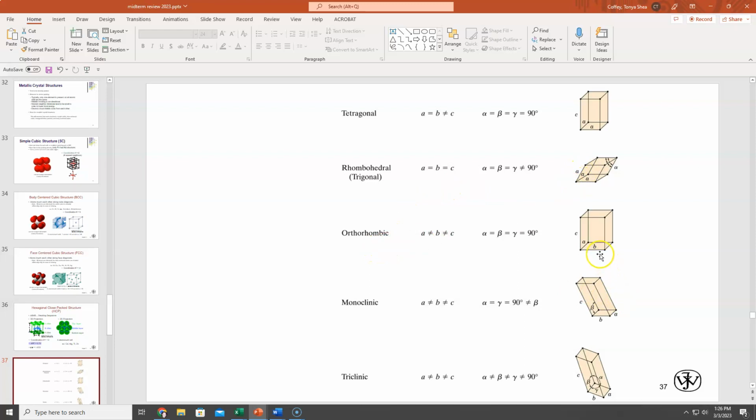Orthorhombic, A, B, and C are the dimensions of your upright solid for your unit cell. None of them are the same, but you've got 90 degrees. Monoclinic, A, B, and C aren't the same, and the angles aren't 90 degrees. And triclinic, A, B, and C aren't the same, and none of the angles are 90 degrees. In monoclinic, a couple of them are, but one of them's not. You can see there, okay?